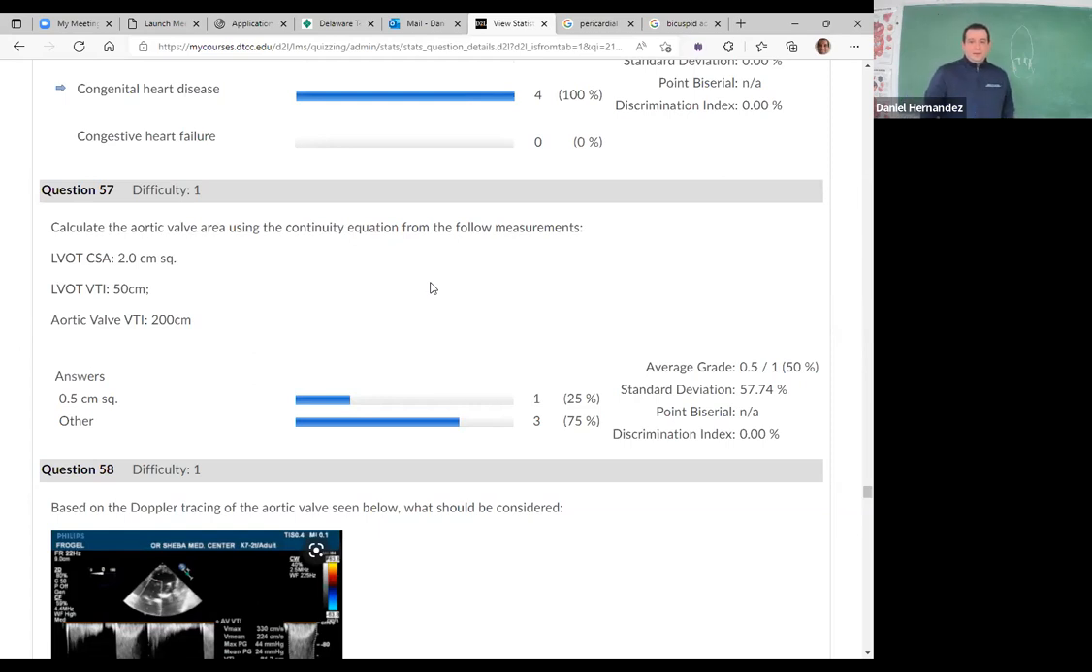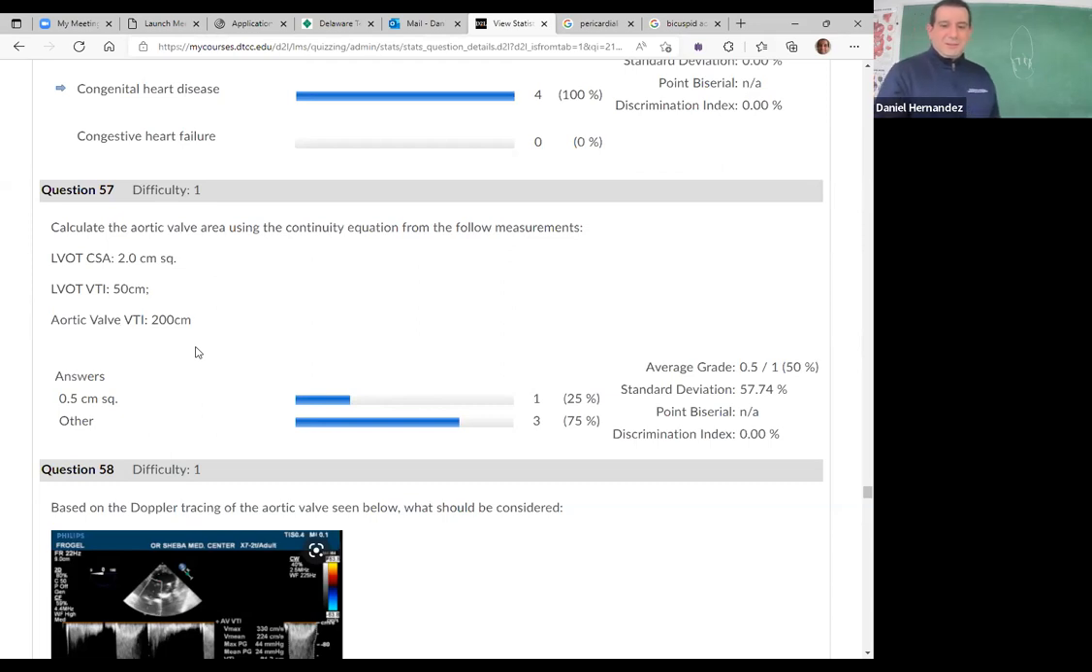Calculate aortic valve area using the continuity equation from the following measurements. So, continuity equation: your numbers on your LVOT have to equal the numbers for the aortic measurements. If I look at my numbers here, 2 times 50 equals 100. So I have 100 on one side of the equation, and I have to have 100 on the other side of the equation.